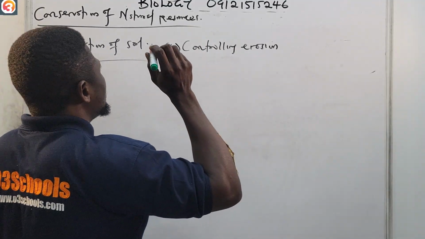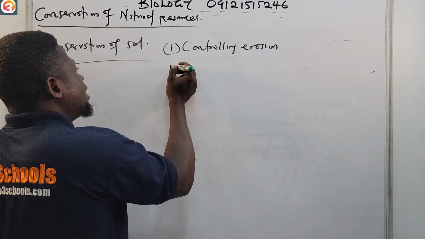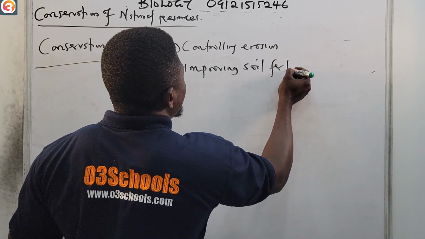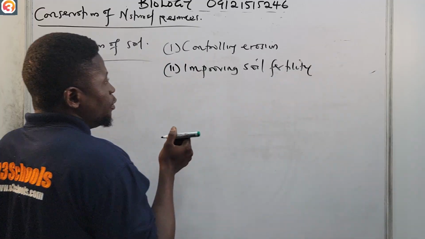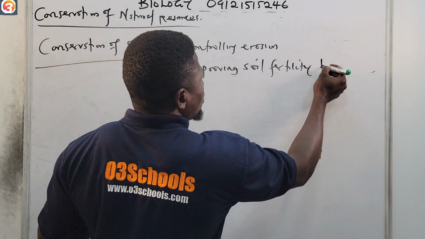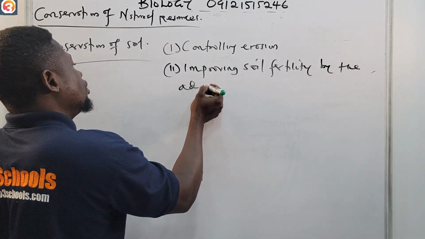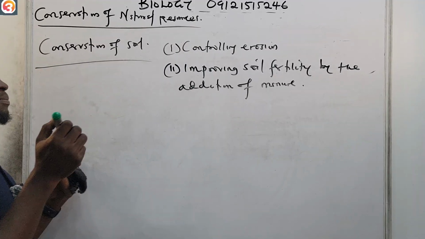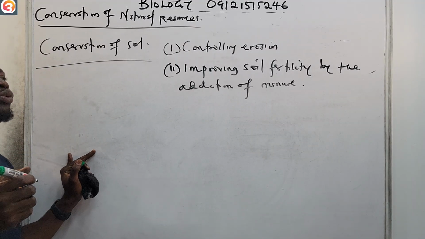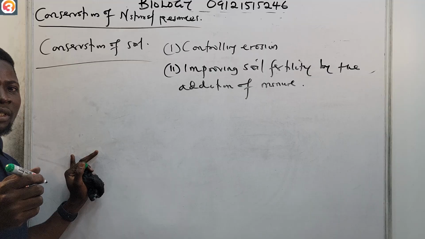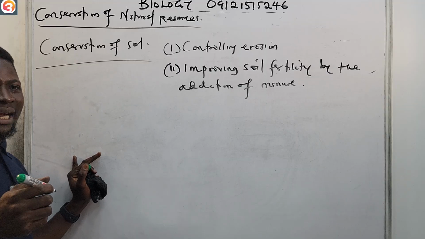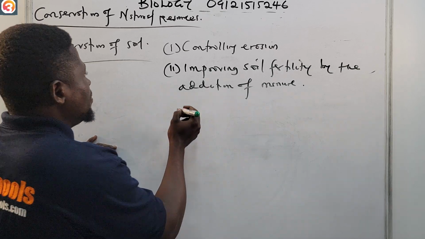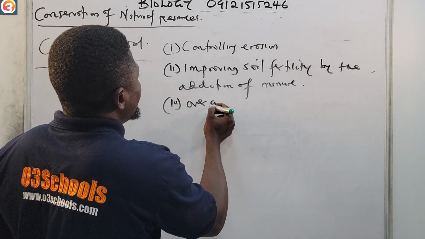Then number two, improving soil fertility by the addition of manure. Then of course there are some practices to avoid completely, like overgrazing and over cultivation. All of those habits, all of those practices, we should avoid them.